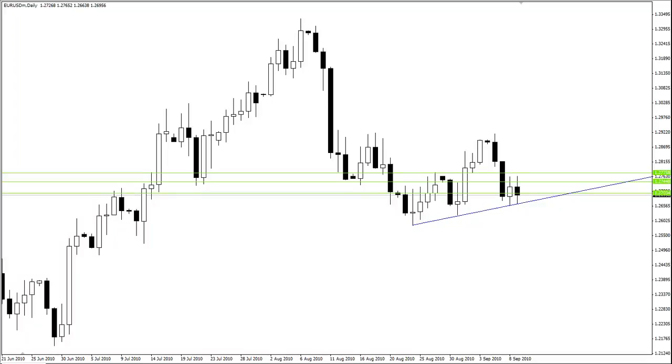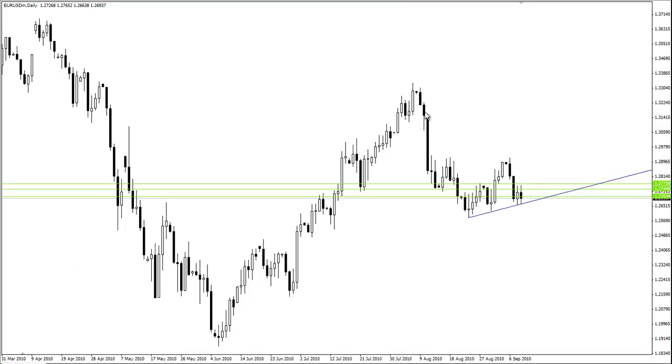Hi, it's September 9th, 2010, and we're looking at a chart of the Euro-US dollar. It's going to be another live trade on the Euro, as you can see. And so we're looking at a couple of things here, starting off with the daily chart. You can see price action is pretty much consolidating.